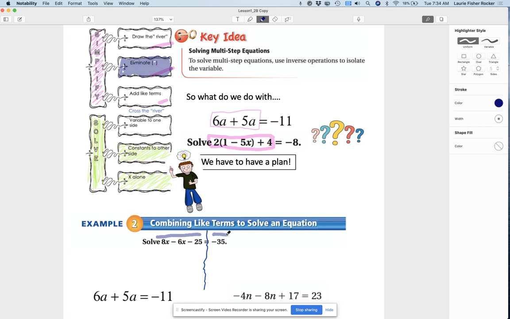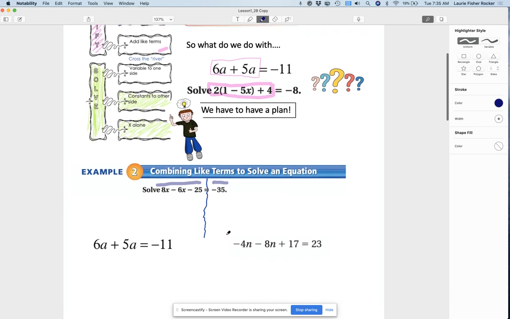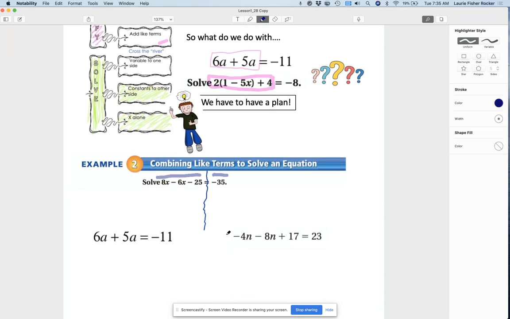They are different, okay? So when we're doing the whole simplify stage, draw the river, eliminate parentheses, add like terms, we do not cross the river. We're only making simple things simple. It's like getting our house in order on the left side, getting our house in order on the right side before we move on to those solve steps. They're in the green on the list up there. So we draw the river, we eliminate parentheses, which I said we weren't going to do today, so I'm just going to move this up. Now we're on the add like terms stage.